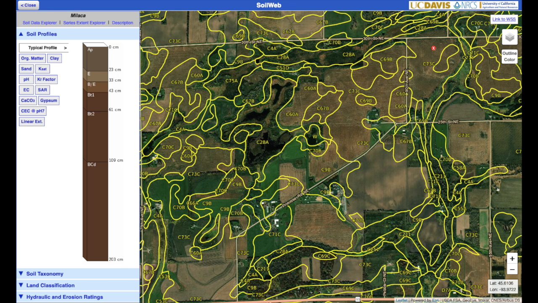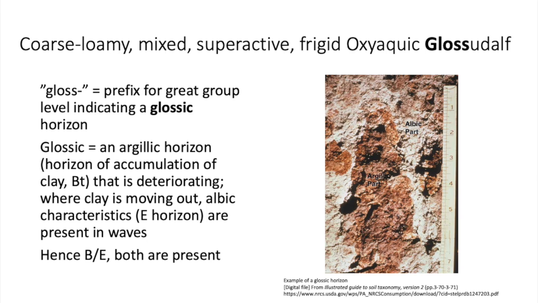So as we can see here, UC Davis has a site called SoilWeb in which you can not only see where it occurs, but an example of what a profile might look like. So you can see here that the B horizons and the C horizon are that reddish brown color. Next, the gloss prefix on the word Glossudolph indicates the presence of a glossic horizon.